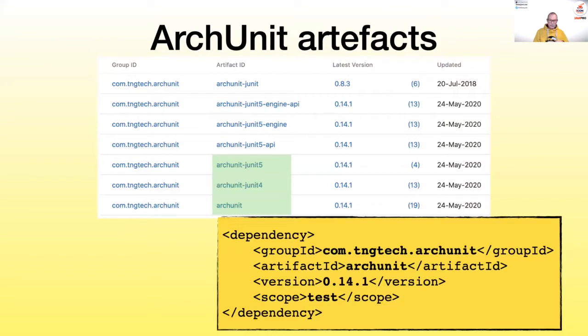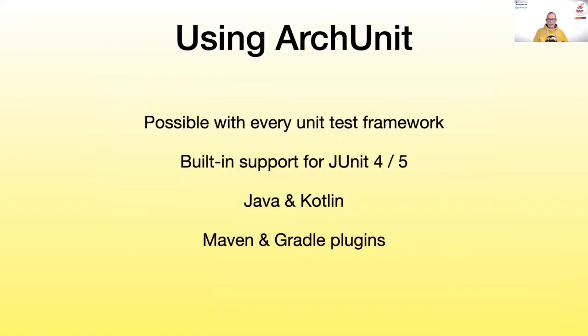Including ArchUnit is pretty simple. We just use the suitable artifact, and there are special extensions for JUnit 4 and 5, but you can use ArchUnit with any unit testing framework you like. Then you would include the ArchUnit dependency without any framework specialization. Well, yeah, and that's it. Then we can run and use ArchUnit.